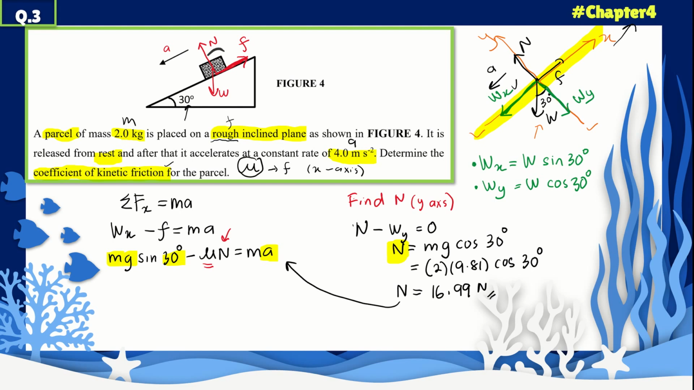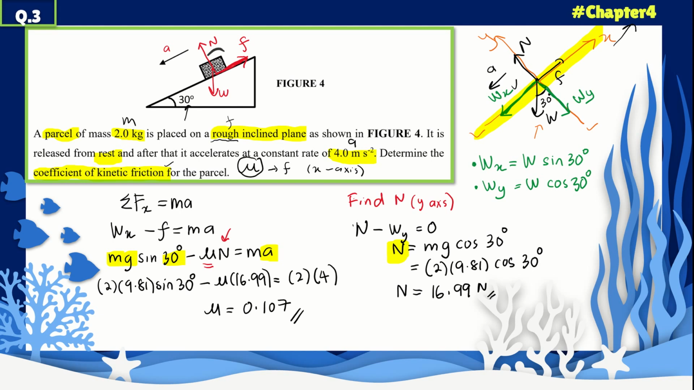So we are using our value of n here in this equation. Substitute the values again. So we have 9.81 sine 30 minus mu, n is 16.99, equal to 2 times 4, and using a calculator finally you'll get mu is equal to 0.107. The answer for coefficient of kinetic friction, and it does not have units.